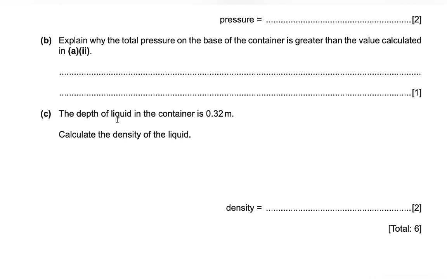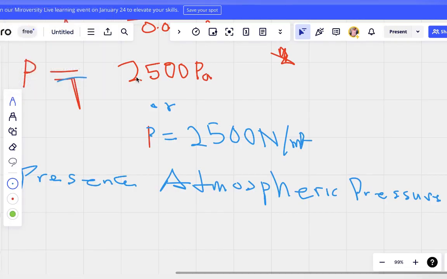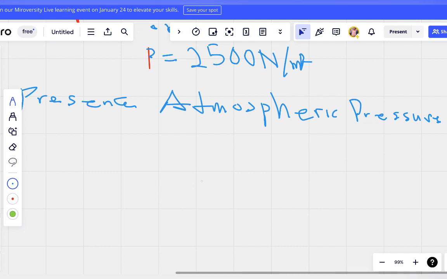Now, the depth of the liquid in the container is 0.32. Calculate the density of the liquid. They've given you H. H is the depth. H is equal to 0.32 meter.